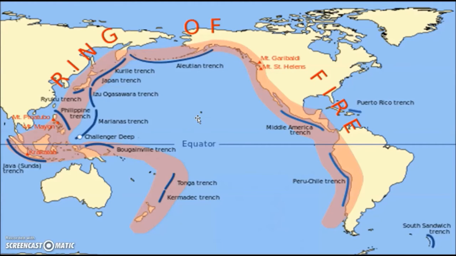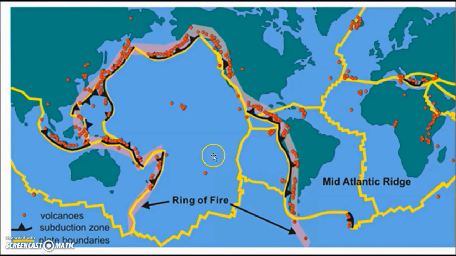Check this out. This is a map of the Pacific Ocean, and there are so many volcanoes in this area that it has come to be known as the Ring of Fire. And here you can see these red dots. Each of these red dots represents a volcano. And you can just see the tremendous amount that go along this Pacific plate. Here's the Pacific plate right here, surrounded by volcanoes.